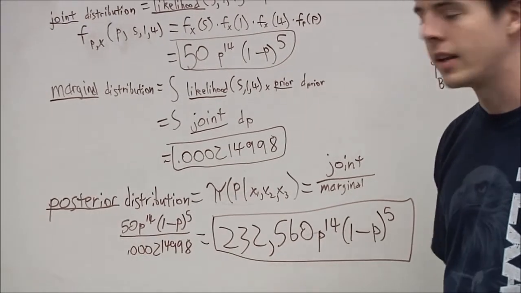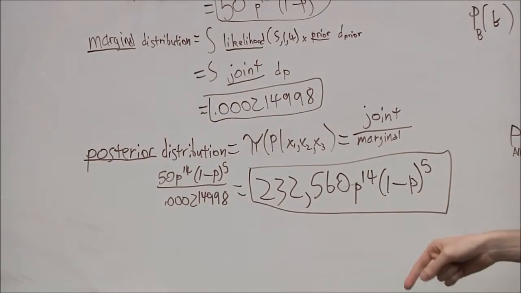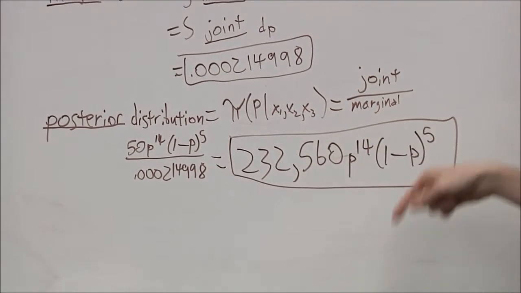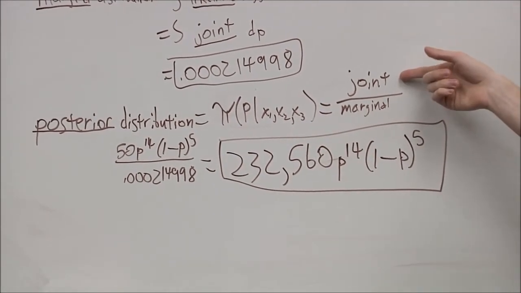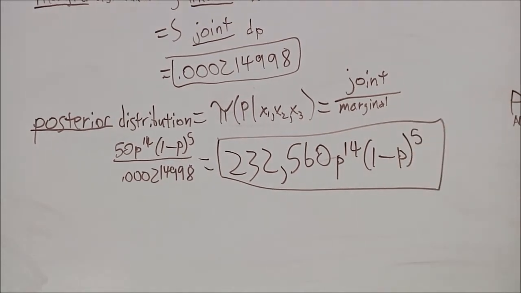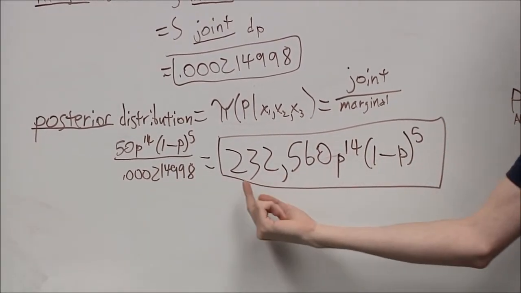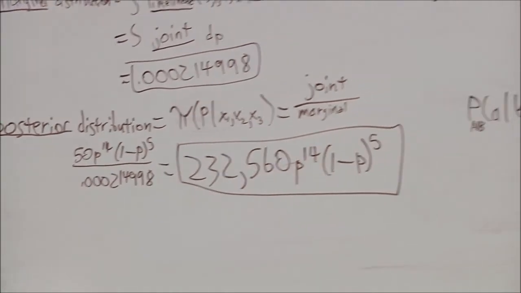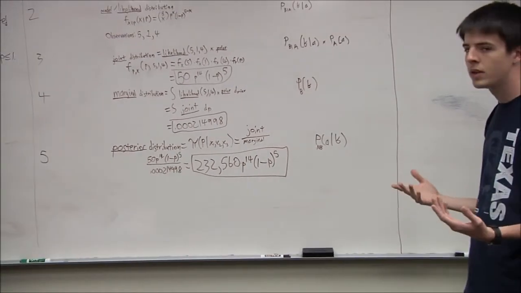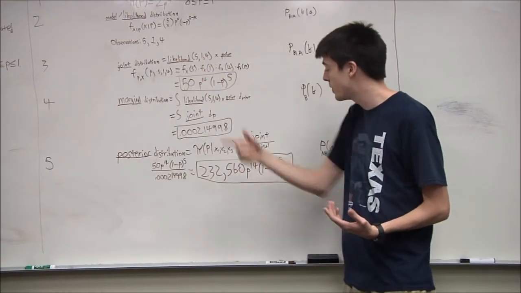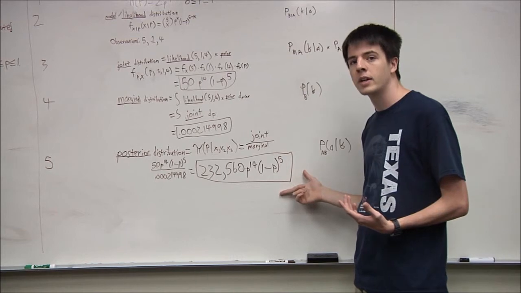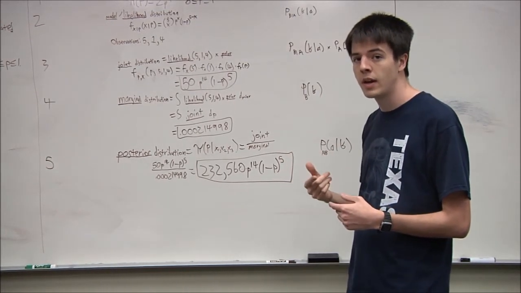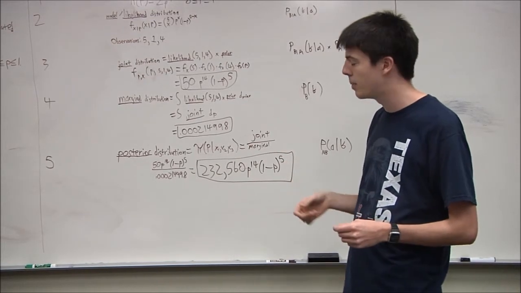And finally, we can actually calculate our posterior distribution. This is usually denoted pi of our parameter given each of our observations, and it's calculated simply as our joint distribution divided by our marginal distribution. And the final value is this crazy number right here, 232,560 times p to the 14 times 1 minus p to the 5th. This is our final distribution that we use. This is based on our observations, is our most accurate guess of what possible values p can take on, what probability those values have coming up in the population.